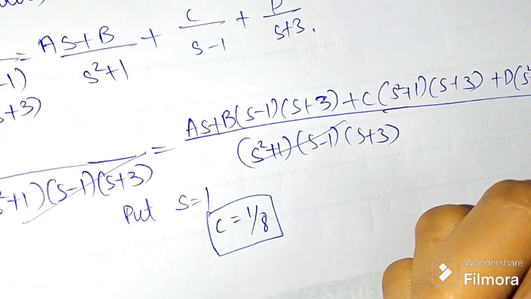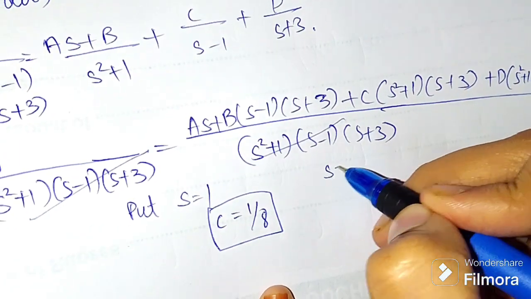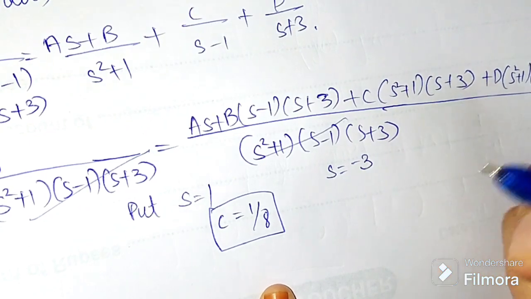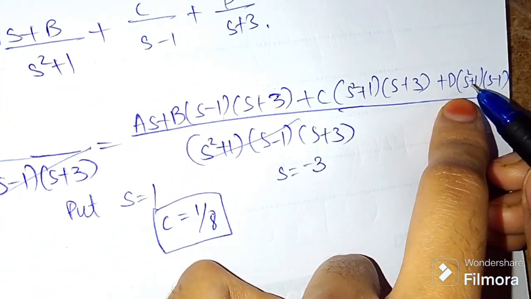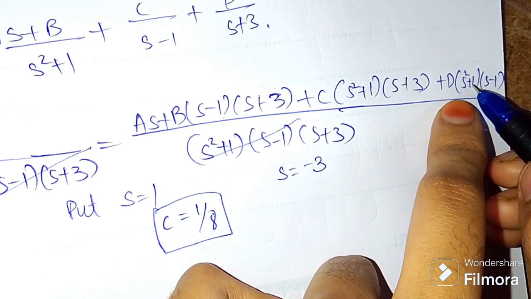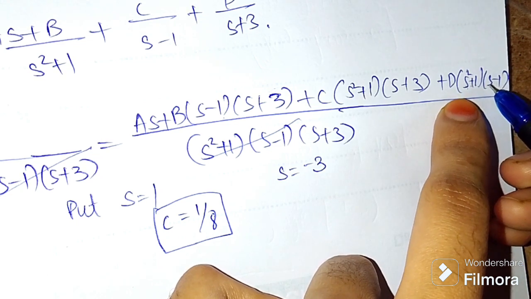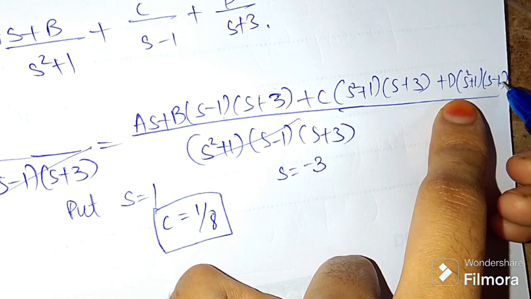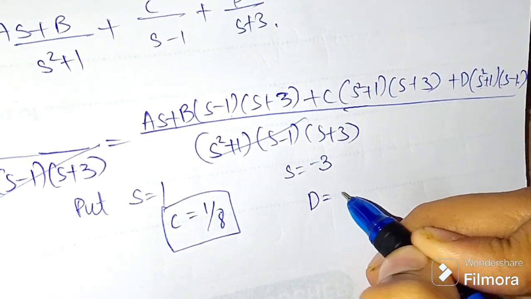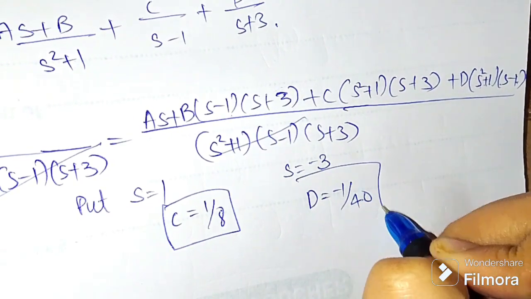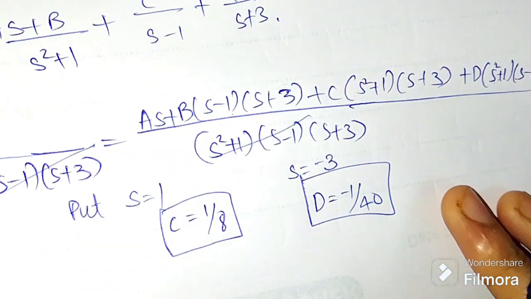Okay, now I'll put s is equal to minus 3. This gone, this gone, only this is left. Minus 3 whole square is 9, 9 plus 1 is 10. Minus 3 minus 1 is minus 4. So minus 40d. So d is minus 1 by 40.